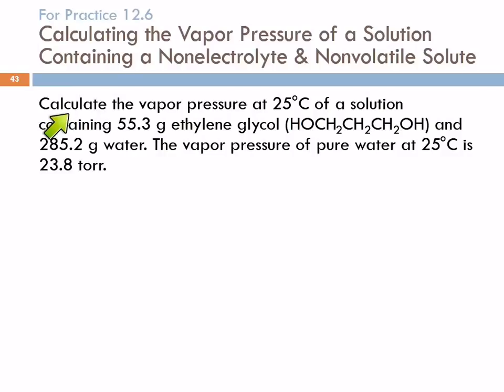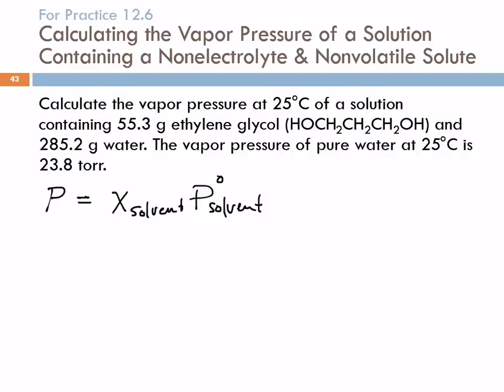So calculate the vapor pressure at 25 degrees Celsius of a solution containing 55.3 grams of ethylene glycol and 285.2 grams of water. The vapor pressure of pure water is 23.8 torr. So if we want to know what the vapor pressure of the solution is, we need to use Raoult's Law. So the vapor pressure is going to equal the mole fraction of the solvent times the vapor pressure of the pure solvent.